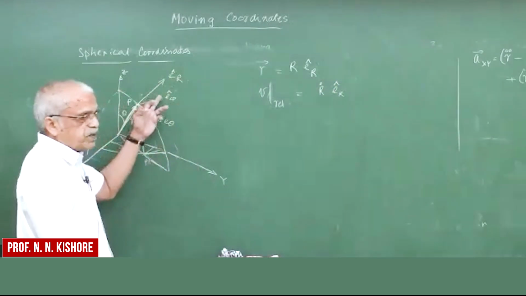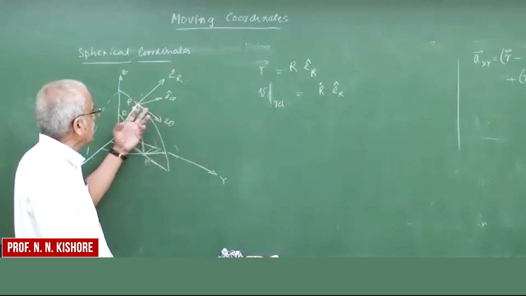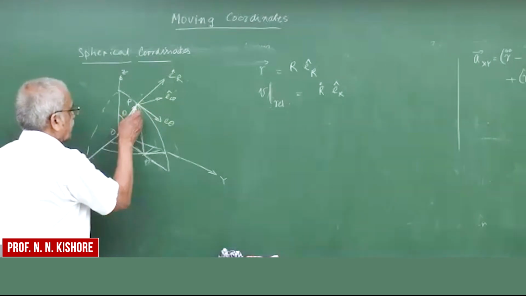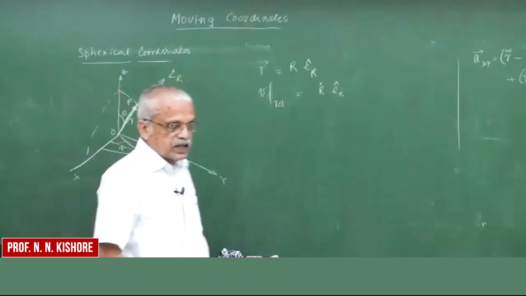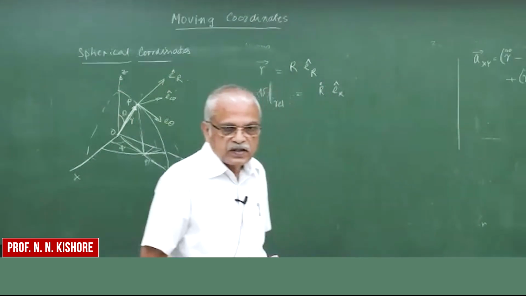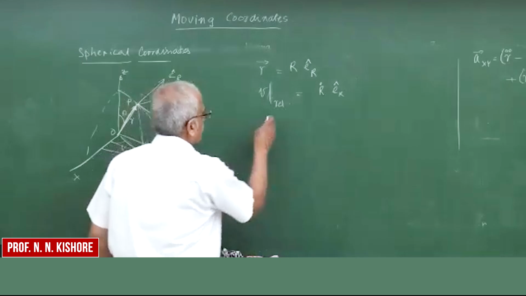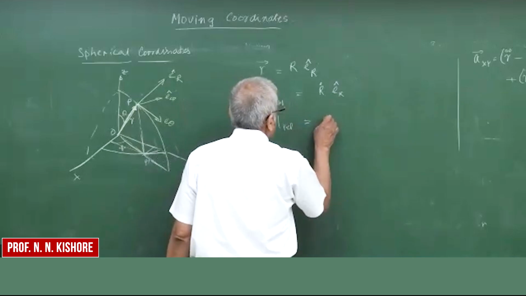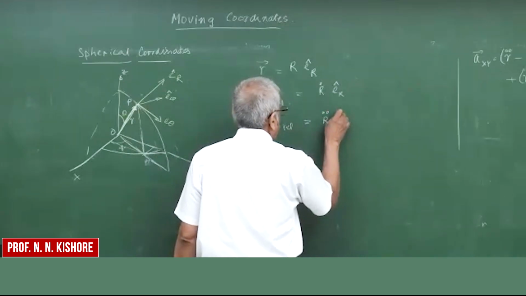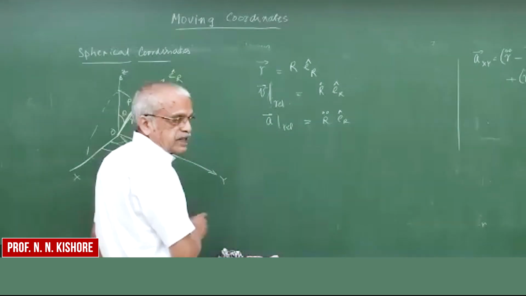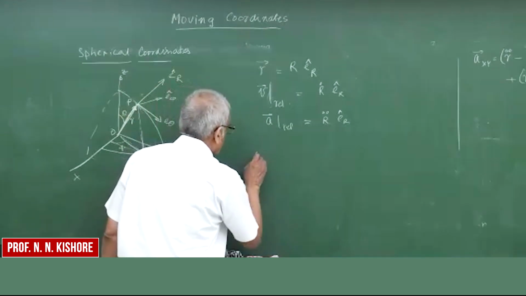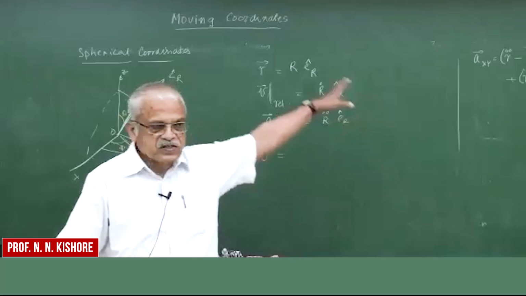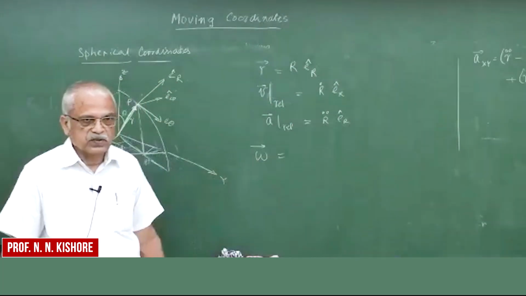Wherever this particle P moves, the coordinates do change, but all the time ER is along the OP direction. So always the particle P moves along ER only. I want you to understand only one thing here, and then the relative acceleration is nothing but R double dot ER. So the only thing required here is, what is omega? If you can recognize what is omega, the rest of it just falls in place. Everything falls in place.